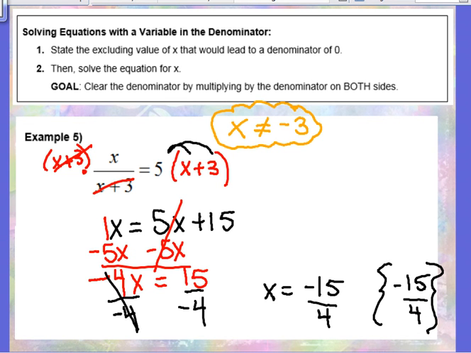Since we got -15/4 for our solution, and our restriction was that x cannot be 3, we say our answer is okay, it works, and we move on.